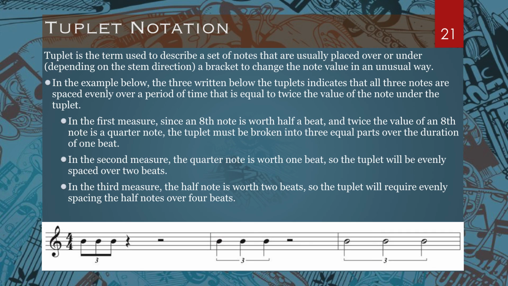In the final example, in the final measure, because you have 3 half notes under a tuplet sign, it means that you have to hold those over the span of 4 beats. So that would take up the entire measure. So you'd have 3 equally spaced notes played over the course of 4 beats.